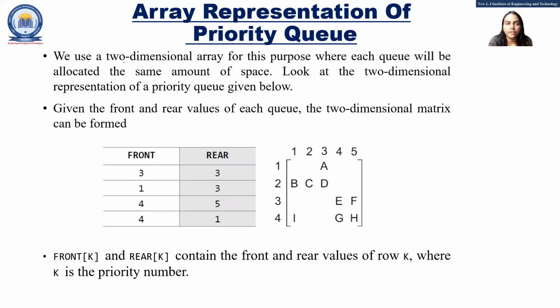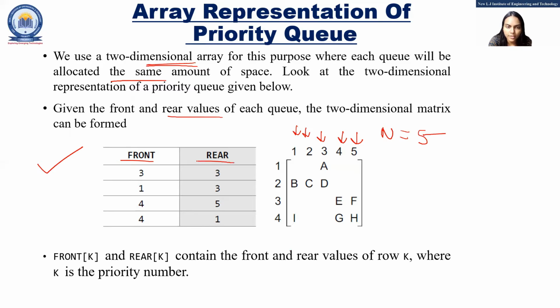Now, for a priority queue, we use a two-dimensional array where each queue is allocated the same amount of space. So if you see 1, 2, 3, 4, 5, each queue has a total of 5 spaces. So here we can say n is equal to 5. This is the two-dimensional representation of the priority queue. Given the front and rear value of each queue, a two-dimensional matrix can be formed. So this is front and this is rear.